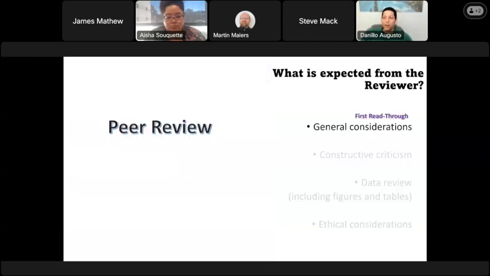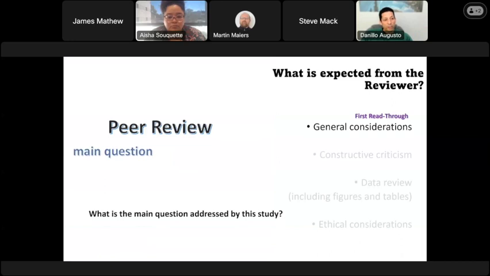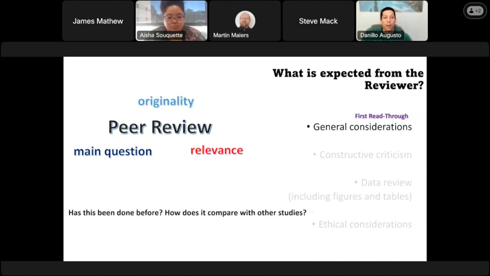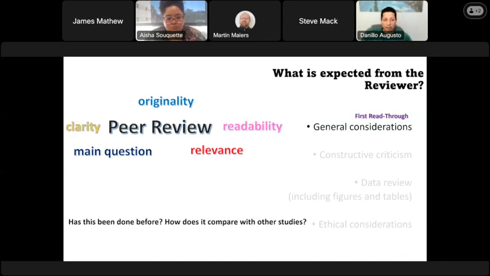For the first read through of the paper, we expect that the reviewer will provide some general considerations about what they just read. For example, what is the main question addressed in this study? What is its relevance? Do you think that it is interesting? Is it current? Is it relevant to the field? How does that advance the field right now? What about the originality? Has a similar study been done before? How does it compare with other published studies?